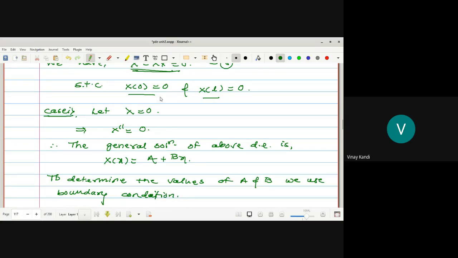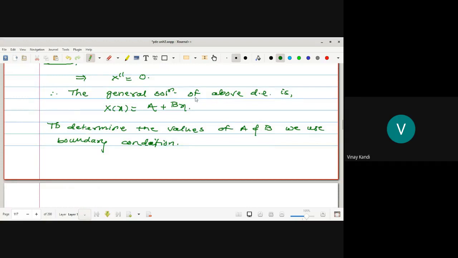Okay, what is the boundary condition? X of 0 is equal to 0 and X of L is equal to 0. So X of 0 is equal to 0. This implies A plus B into 0 is equal to 0. This implies A is equal to 0.